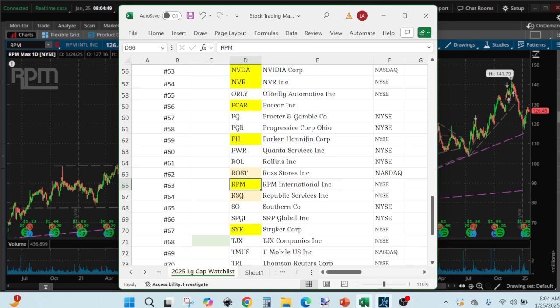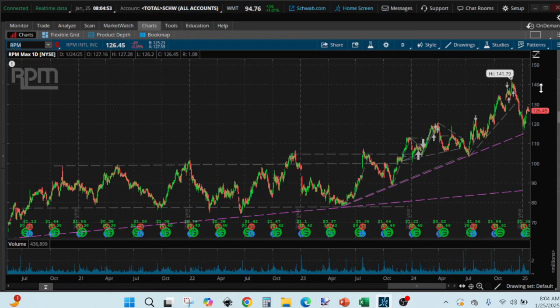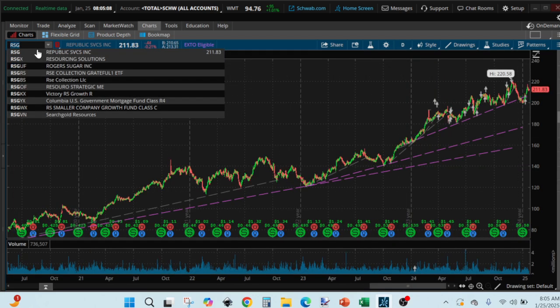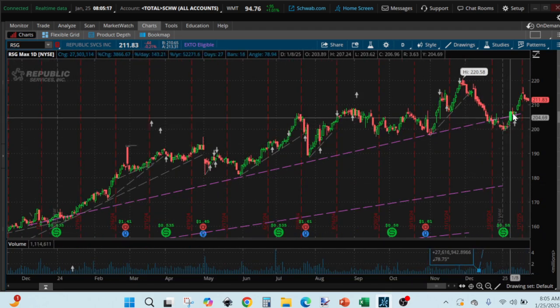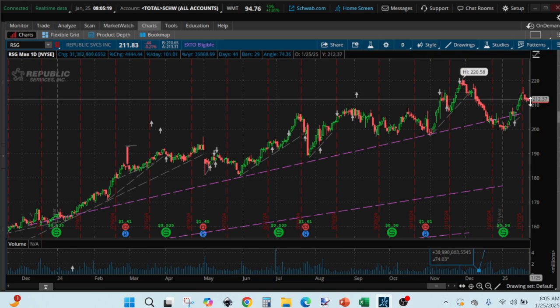The next one is RSG, and if you want to buy RPM, it is at the right place, not too far from the trend line. The next green bar will be an entry point in my opinion, but again, we are not going to buy more until we sell it. So RSG, we purchased it at this trend line and it went up and pulled back.